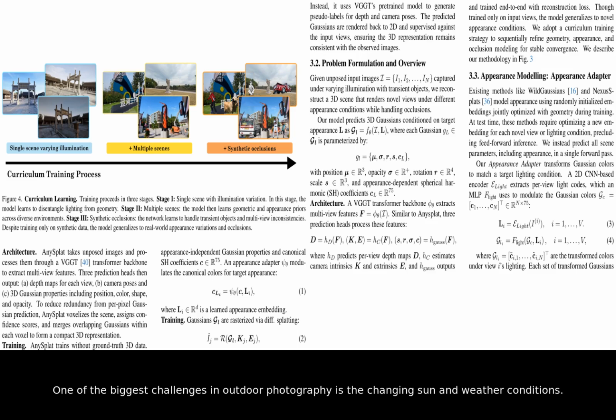One of the biggest challenges in outdoor photography is the changing sun and weather conditions. To solve this, an appearance adapter can actually change the lighting of the 3D model to match any target image. This means the system can take a daytime photo and accurately predict what the scene would look like at sunset.